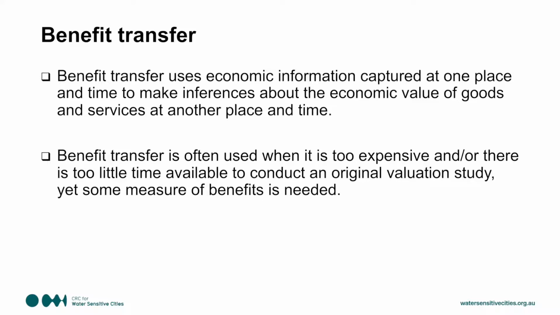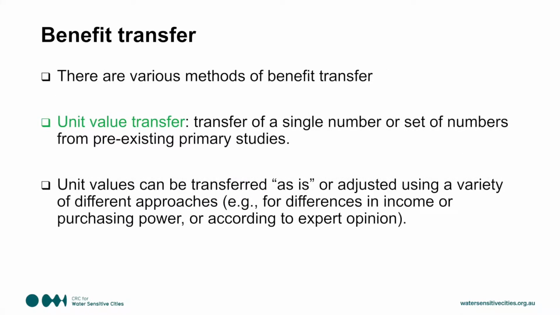information captured at one place and time and transfers it to another place. It is often used when it is too expensive to conduct a primary study, and when we need to get some quick assessment of a project or an evaluation of services. Again, there are a few methods that we could apply for benefit transfer. One is called unit transfer, which means that we directly pick the numbers from existing studies. When I say numbers, I'm referring to people's willingness to pay estimates, for example. So we take those numbers and use them in our own context.